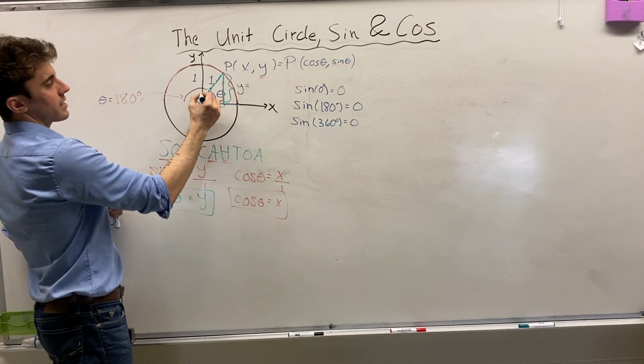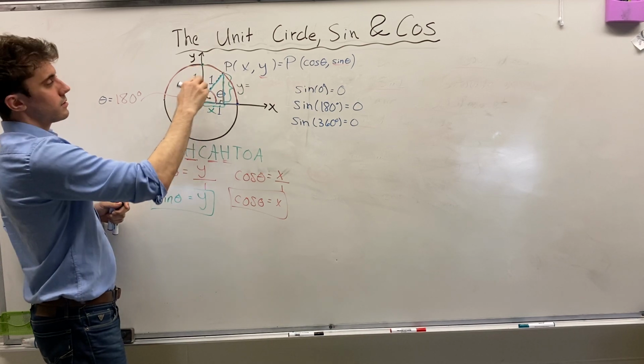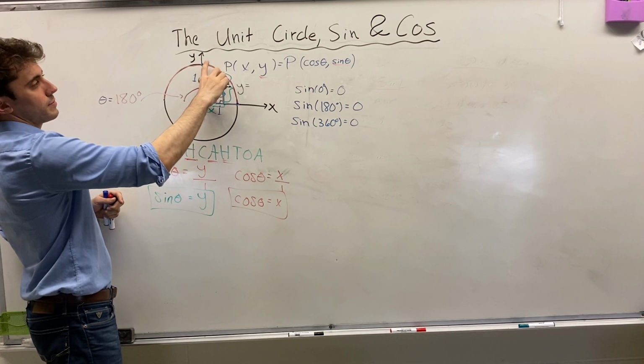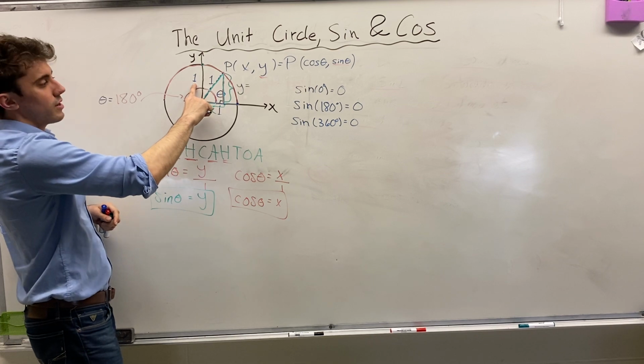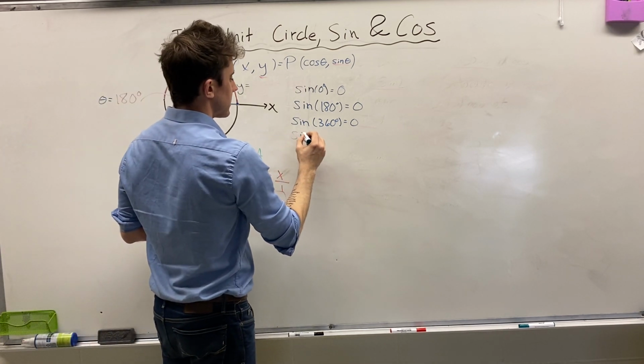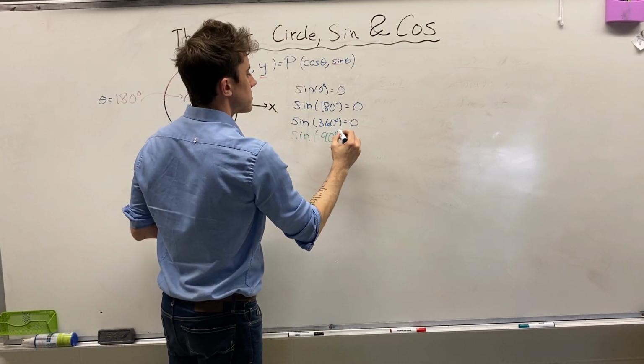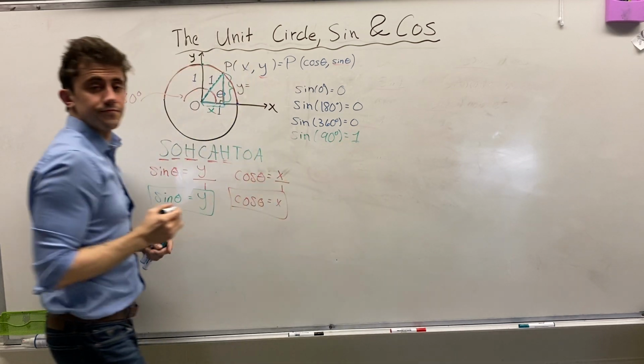Well, we know exactly what it is, right? It's 1. The length of this arm, because it's on the unit circle, is precisely 1. And so that tells us that sine of 90 degrees is equal to 1.